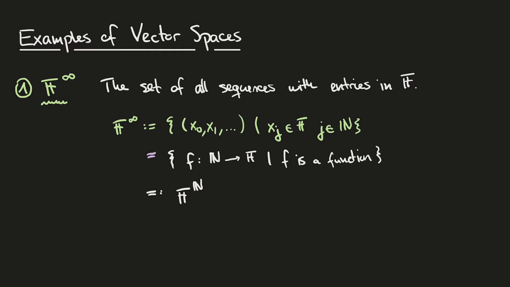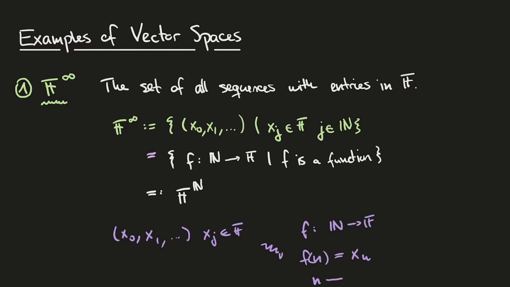To show that this equality marked in purple is true, we need to show both inclusions. To start off, if I'm given some sequence x0, x1, and so on, where each of the entries xj is an element of the field F, then I want to get a function from the natural numbers to F. How do I do this? Well, I can just set f of n to be the entry x sub n. Or in other words, I'm assigning the natural number n to the entry x sub n.